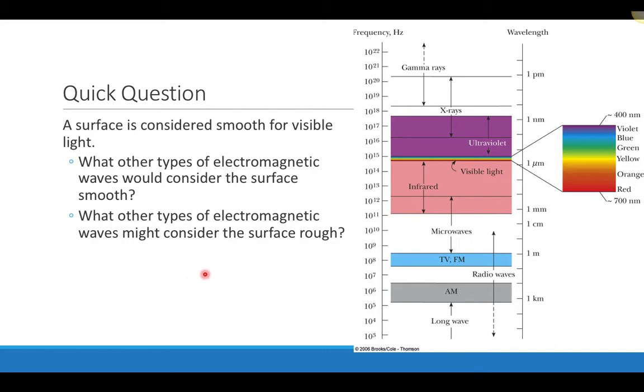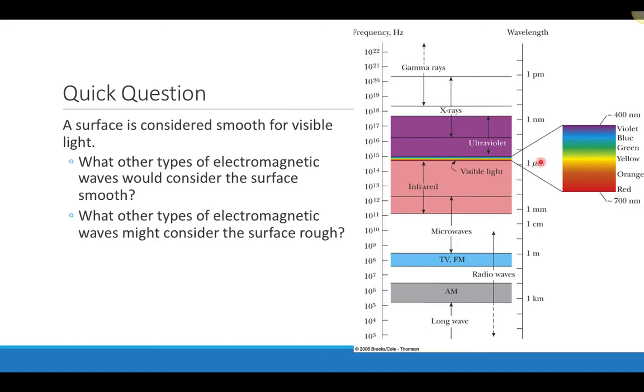So here's a quick question, and this is something that is often asked on exams or homeworks. Suppose that I have a surface that's considered smooth for visible light. We want to know what other types of electromagnetic waves would also consider that surface to be smooth. So here's visible light, and we know that visible light makes up a very small portion of the electromagnetic spectrum. And here's the wavelength range, from 400 to 700 nanometers, of the visible light.